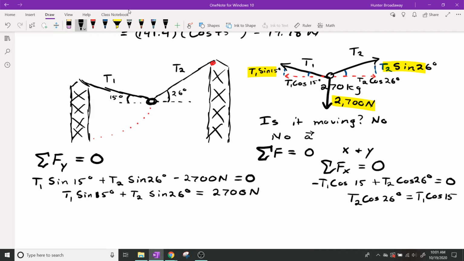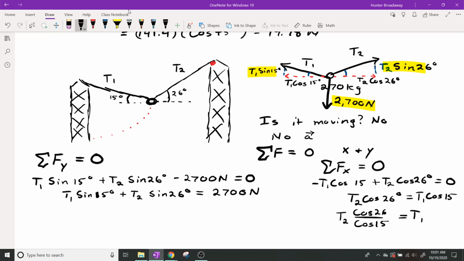T1? Okay, we're going to get the same answer either way. So T1 is going to equal T2 times the cosine of 26 divided by the cosine of 15, and the cosine of 26 divided by the cosine of 15 is a number. I don't know what that number is. We're going to have to calculate it.